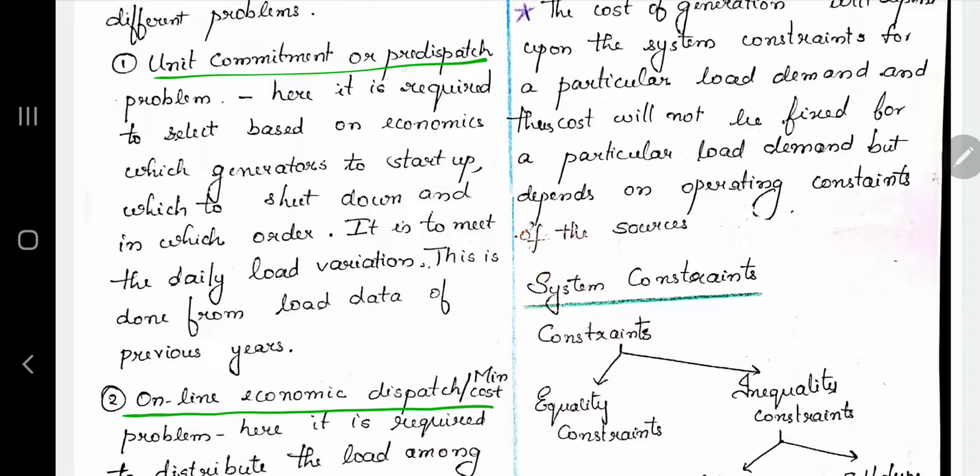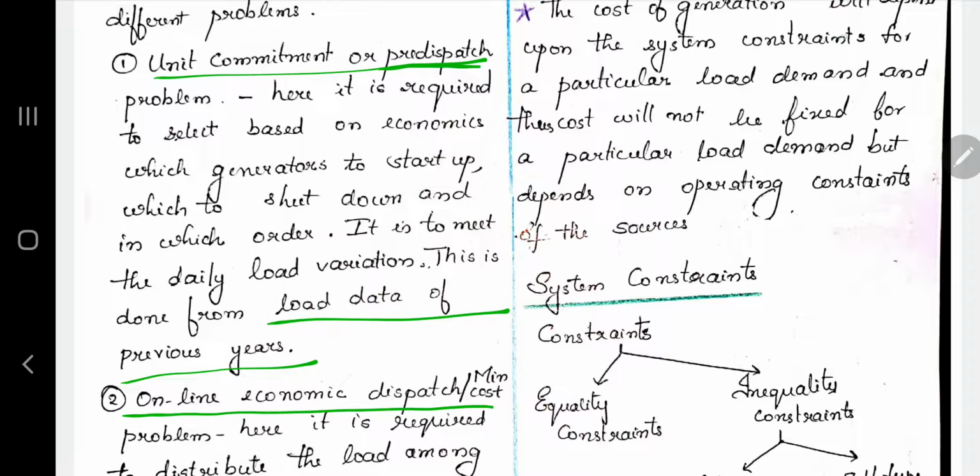One more thing: the pre-dispatch problem means the selection is done according to the load data of the previous years. What the load data was in the previous years and how we could meet the load demands is decided according to the previous data. That is why it is called the pre-dispatch problem.